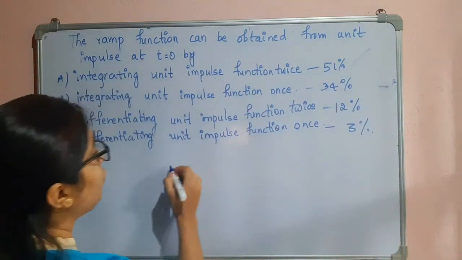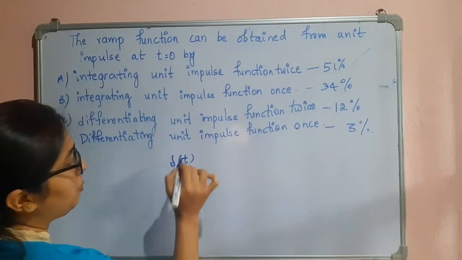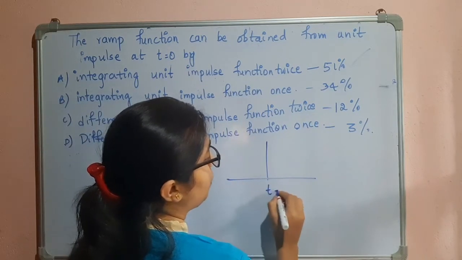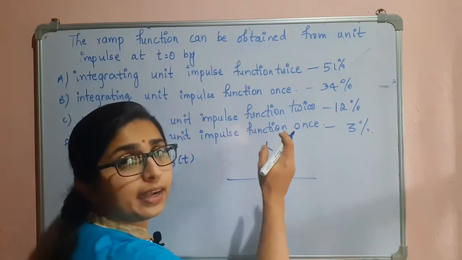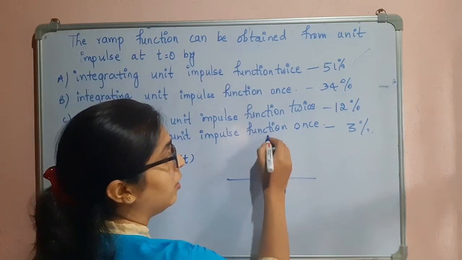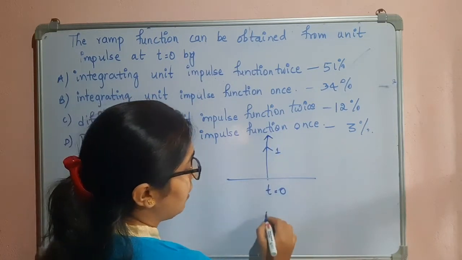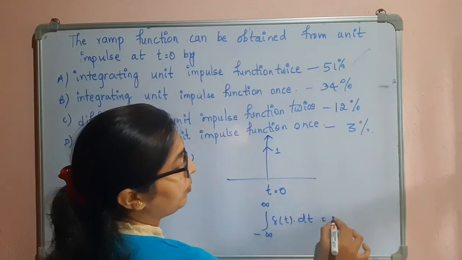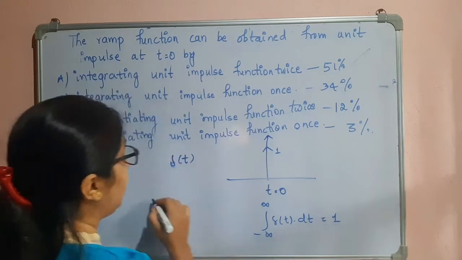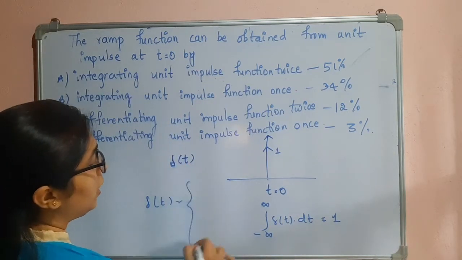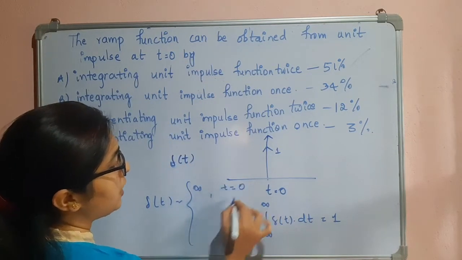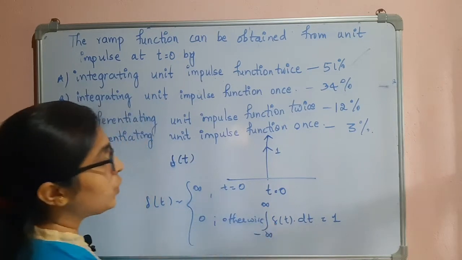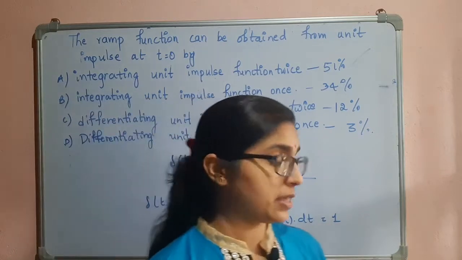So, you know, delta of t is nothing but a unit impulse input. Here we will see that it is defined for t is equal to 0. It has infinite height and it has area 1. So, you know that the integral from minus infinity to infinity of delta t dt is equal to 1, and delta of t is equal to infinity at t is equal to 0 and 0 otherwise. So you know the definitions for the unit impulse input.